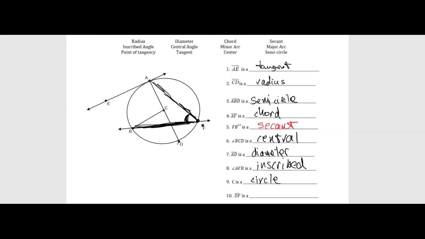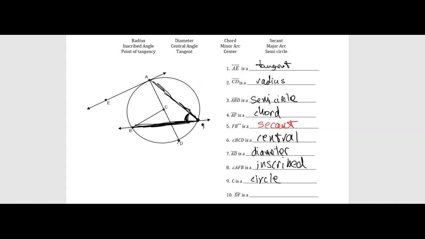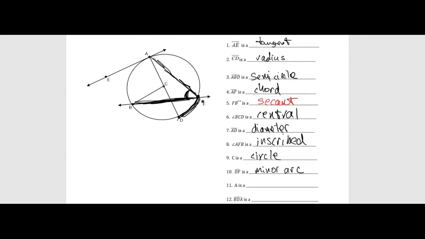Arc DF. So if we find DF right here, it's an arc. Since it's less than half of our circle, this is what we would call our minor arc. 11, A is a point, and in this case of tangency, since that's where the tangent line touches our circle.